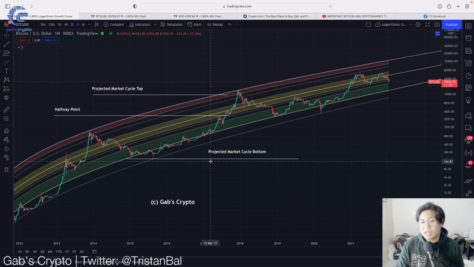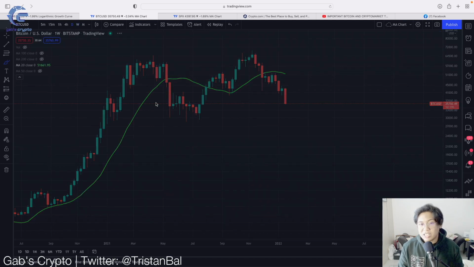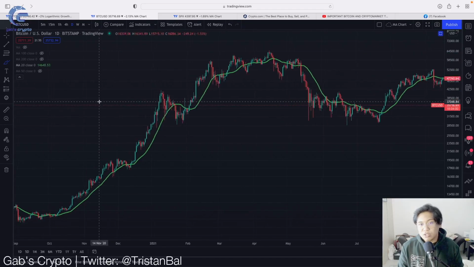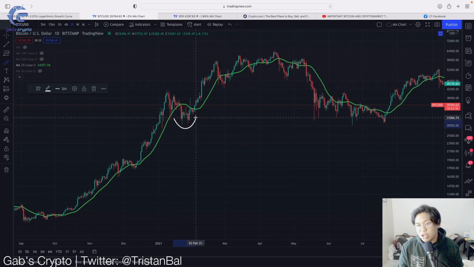So now, napag-usapan na natin yung logarithmic growth curve. Now, let's understand yung ating market structure. So as you can see, right now, the Bitcoin price is actually following this market structure na matagal na natin fina-follow. So let's look at this in the daily time frame. If you're going to look back in time kay Bitcoin price, ito yung ating latest bull run natin from 2021. As you can see, we saw this higher low, higher high, higher low, higher high, and then higher low.